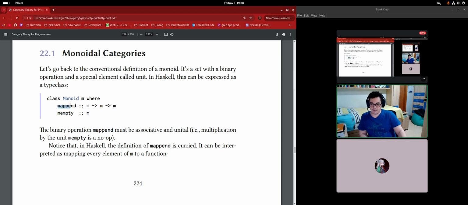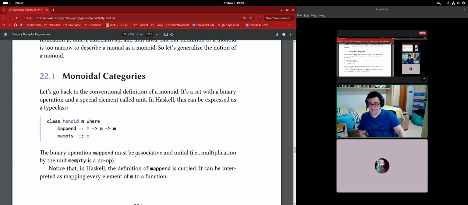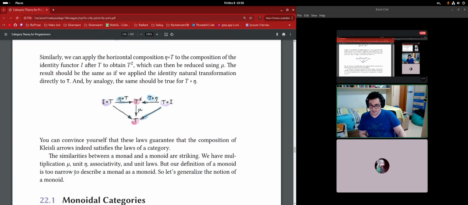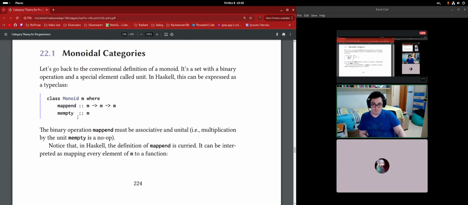Just for the sake of explanation, we are using very loose notation. Because sometimes this is mappend, but we are calling it multiplication. And this is mempty, but we are calling it unit. That's kind of important, and that's the bridge that you need to make when reading this thing. So the multiplication mu should be mappend.